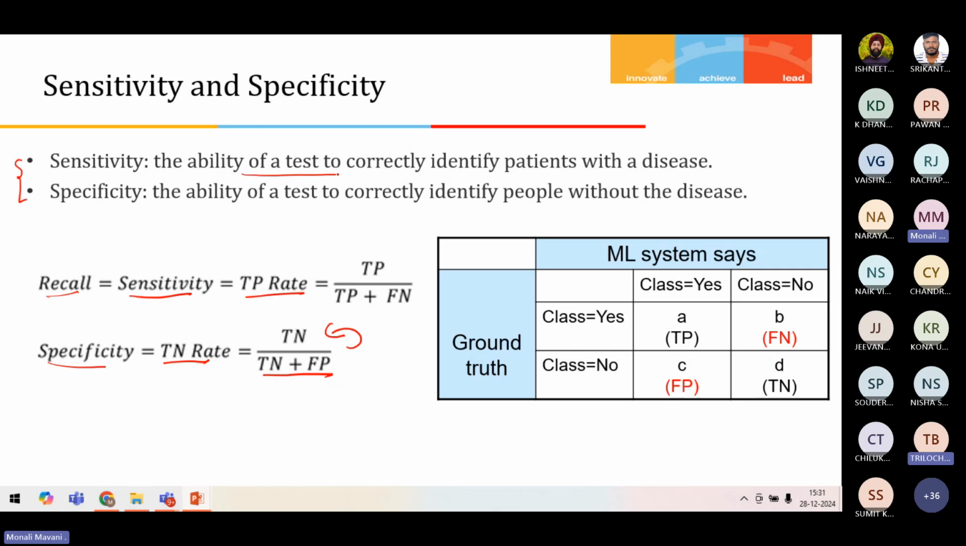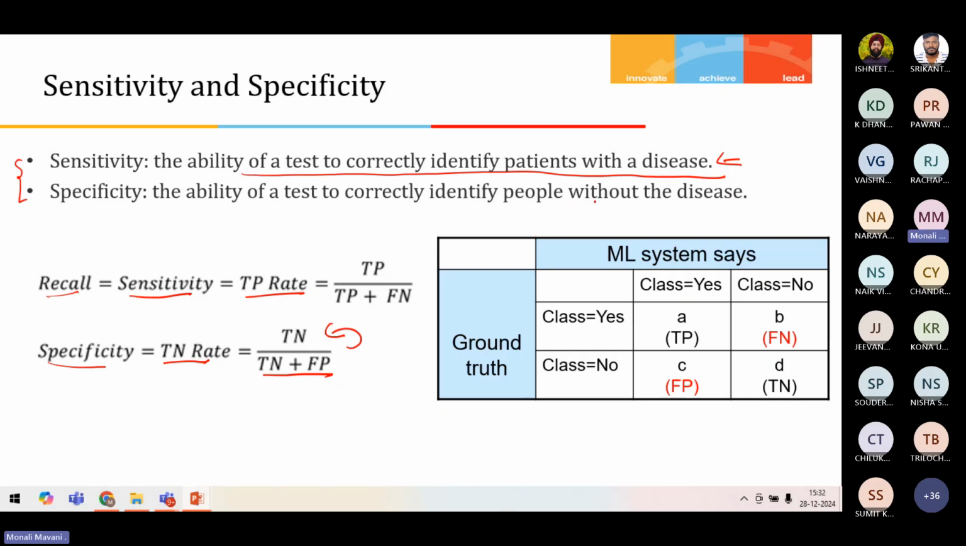The ability of a test to correctly identify patients with a disease. So you want to identify patients with a disease, even if some patients not having the disease get identified. If you're okay with that, go with sensitivity. Or your focus is on the negative class.